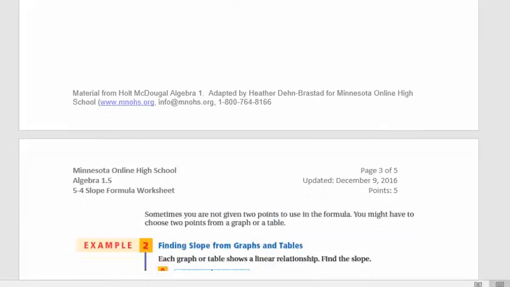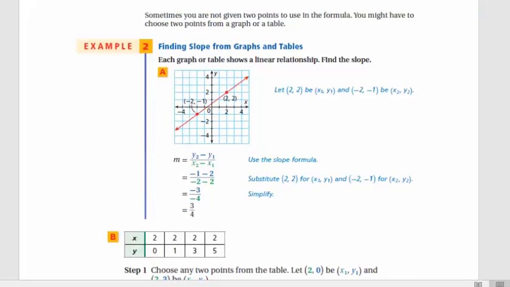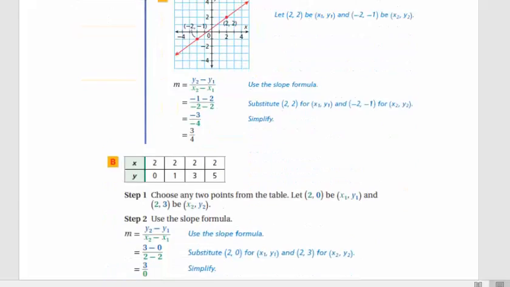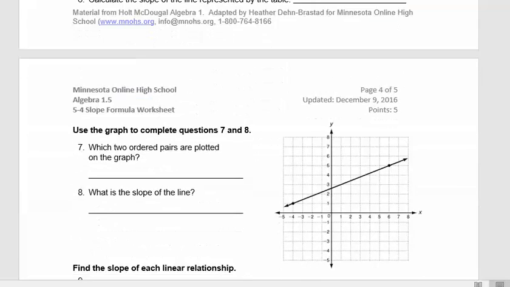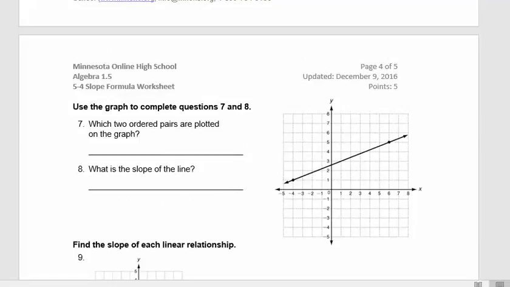Okay, let's look at the second part here. This is finding the slope from graphs and tables. And we have looked at this before, but sometimes your points are not already on the line so obviously spelled out for you like this. Let me look at this one. In this graph, they did put some points there. Let's pretend they're not there. Let's say we just had a line and it says to find the slope.